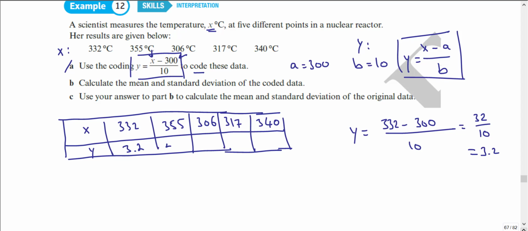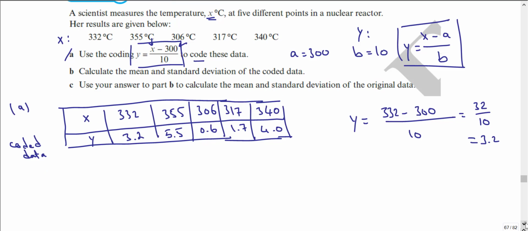In the same way, this one will be 5.5. In the same way, this one will be 0.6. And then 1.7, 0.7, 4.0. Now this is the coded data, which they are asking for. This is part A, and we are done with part A.